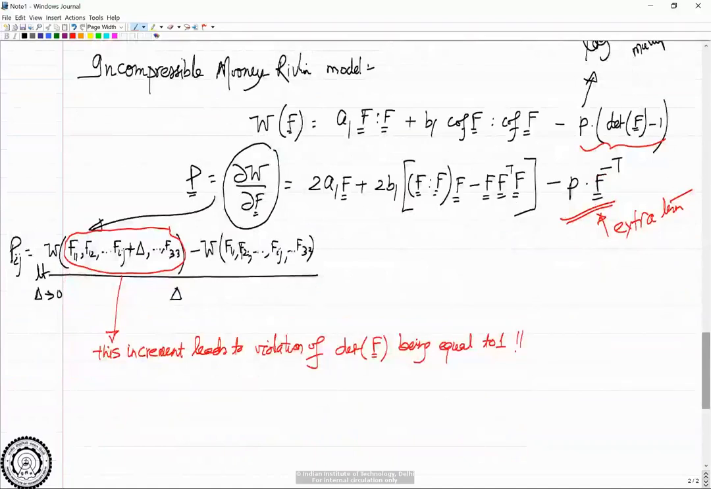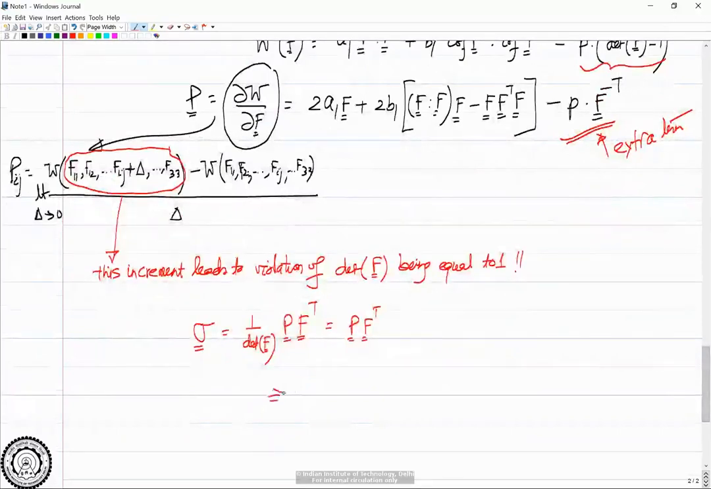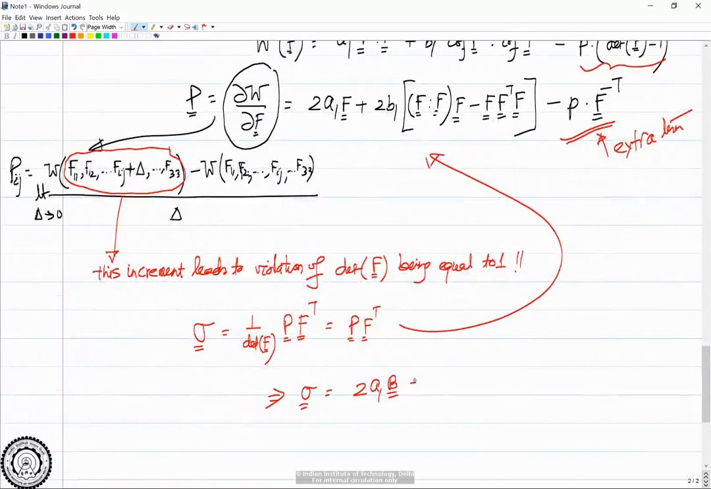Okay. Now with P known, let us try to find out what will be sigma. So sigma, we all know, is 1 over det F into P F transpose, isn't it? But here det F is equal to 1, so it is simply P F transpose. So that means you plug it here, and what you get is sigma equal to 2A1 into big F F transpose, which is your B, left Cauchy-Green tensor, right? Big B, plus 2B1 into big F double contraction big F into B minus B square, minus P into identity, isn't it?